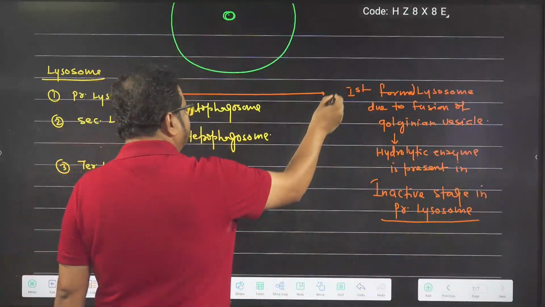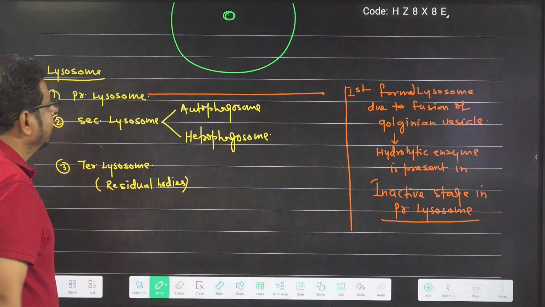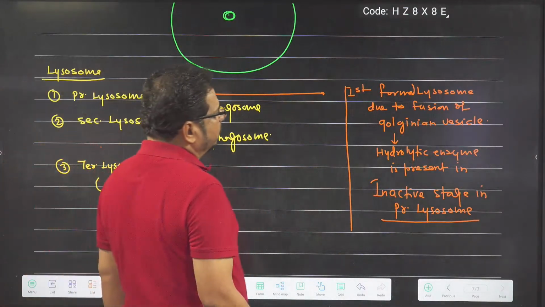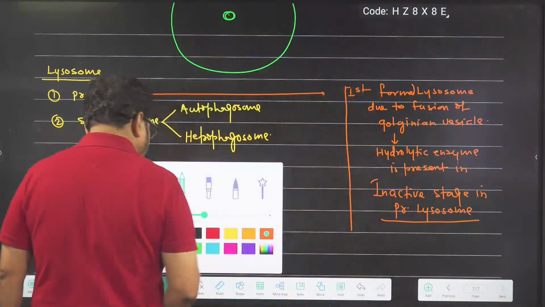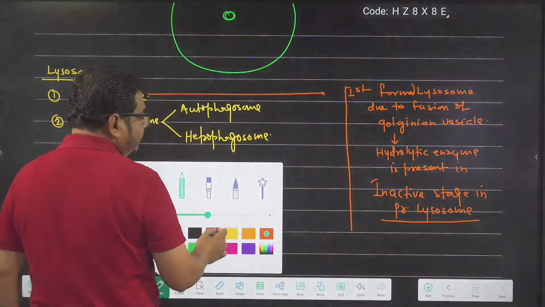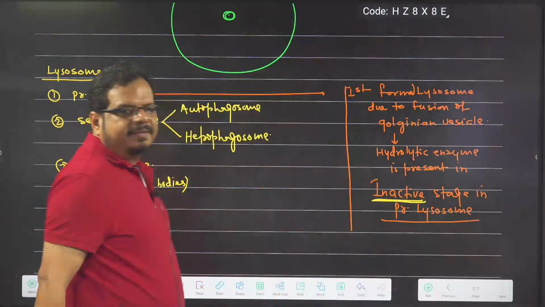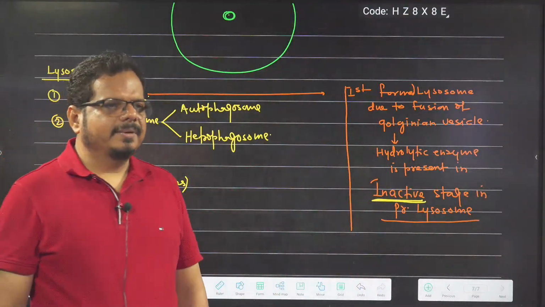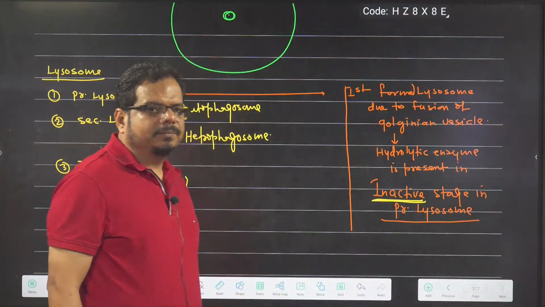So primary lysosome is the first form lysosome. Got the idea? First form lysosome due to fusion of Golgian vesicle, and in primary lysosome, hydrolytic enzymes are present in which stage? Inactive stage. Is it clear? Got the idea? Is it clear in the mind? So I wrote about the primary lysosome.